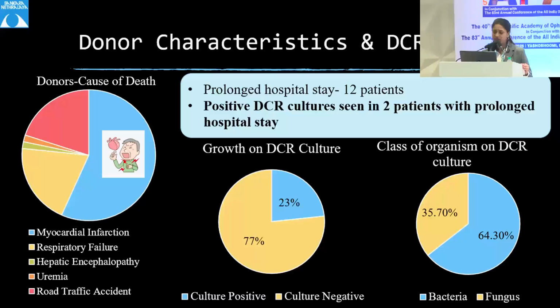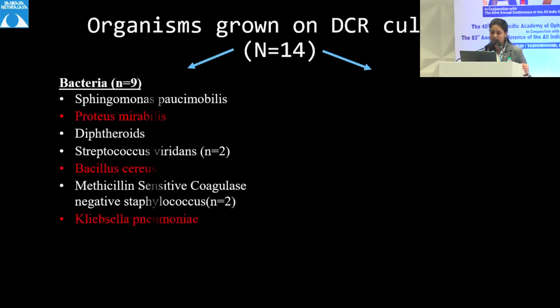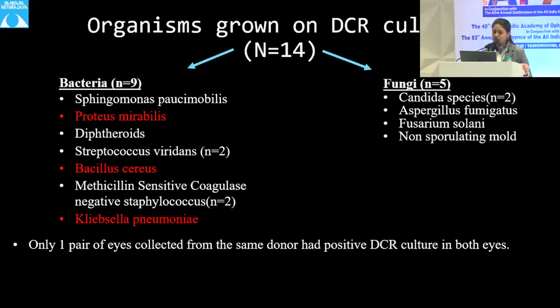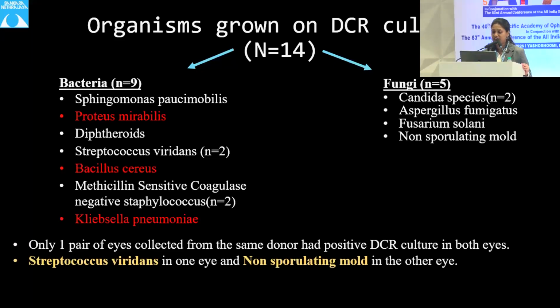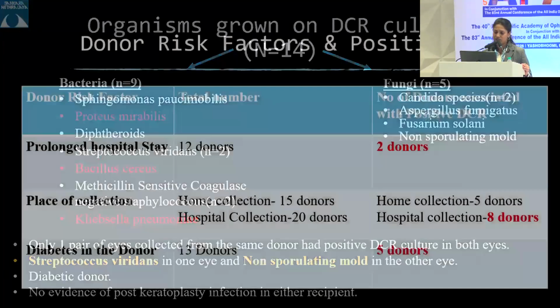The culture positivity was relatively low with 23%, and mostly were bacteria, 64.3%. So the organisms grew on 14 donor corneal rims, of which 9 were bacteria, 3 notably were virulent, and 5 were fungi. It is interesting to note that only 1 pair of eyes collected from the same donor had a positive DCR culture in both eyes with different organisms in each DCR. It was a diabetic donor, and neither eye in the host developed a post-keratoplasty infection.